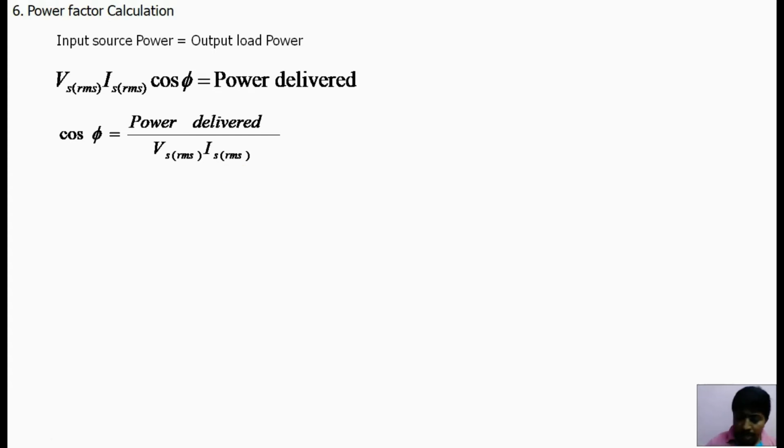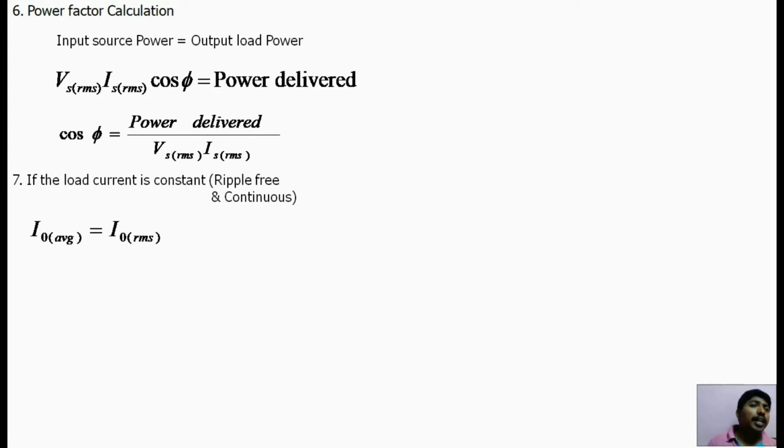The seventh formula: if the load current is constant, meaning the output load current is continuous and ripple free, then I0 average is equal to I0 RMS. For that case, there is no need to find the RMS value. We just have to find the average value. So I0 average is equal to I0 RMS, and V0 RMS is equal to V0 average, if the load current is constant only.